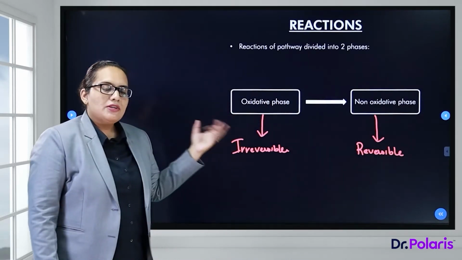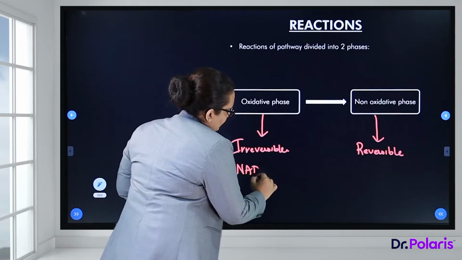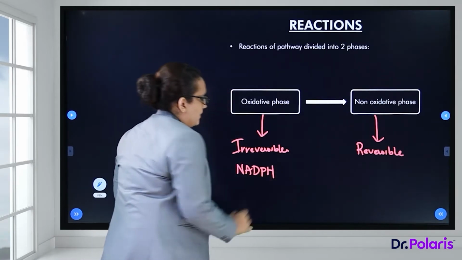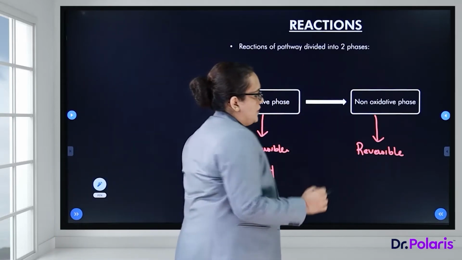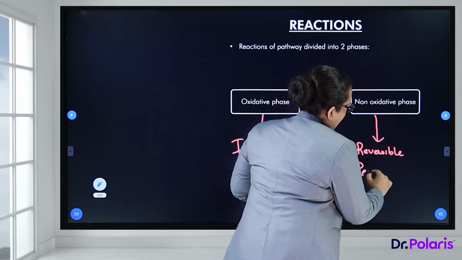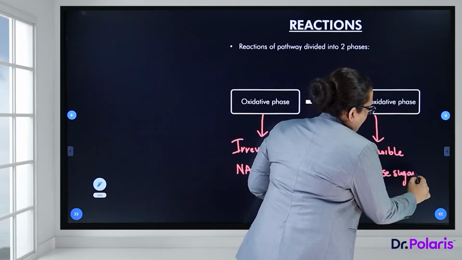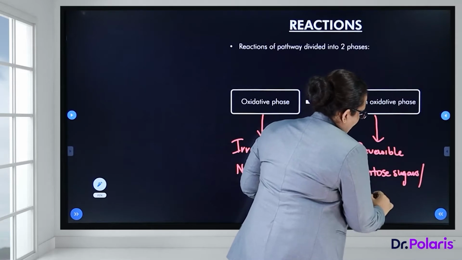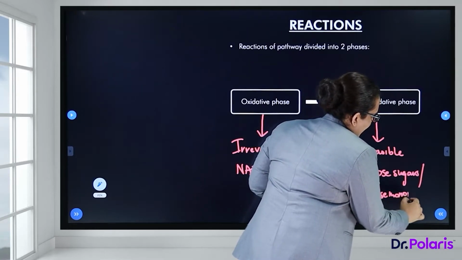And the main purpose of the oxidative phase is the generation of NADPH. On the other hand, the purpose of the non-oxidative phase is the generation of pentose sugars as well as hexose monophosphates, which is the name of the pathway.